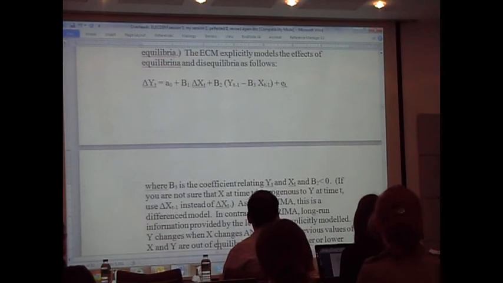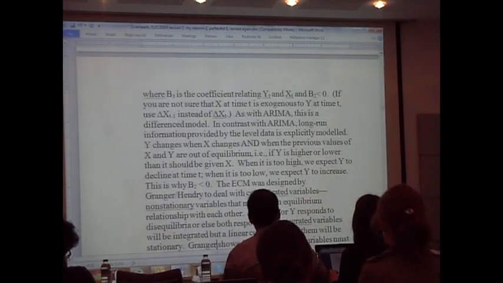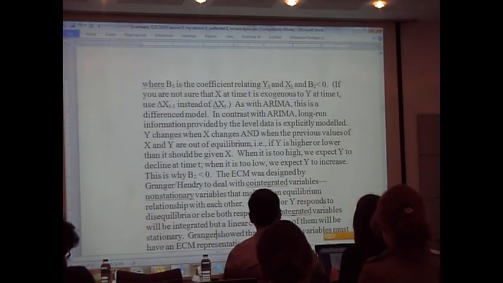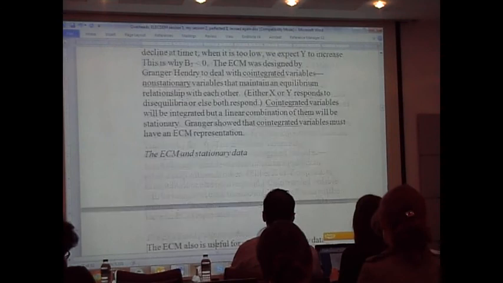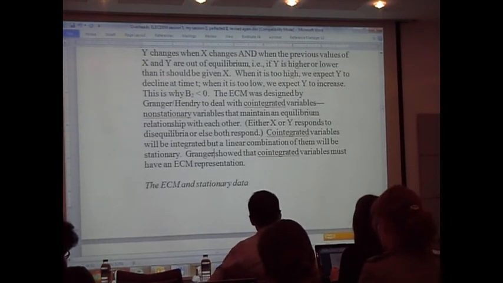If we wrote that second term as x at t minus 1 minus y at t minus 1, then we would expect positive coefficients, because then it would be y lower than it should be, so it goes higher. So this is really, really straightforward, and really useful if you're dealing with integrated variables, particularly non-stationary variables.